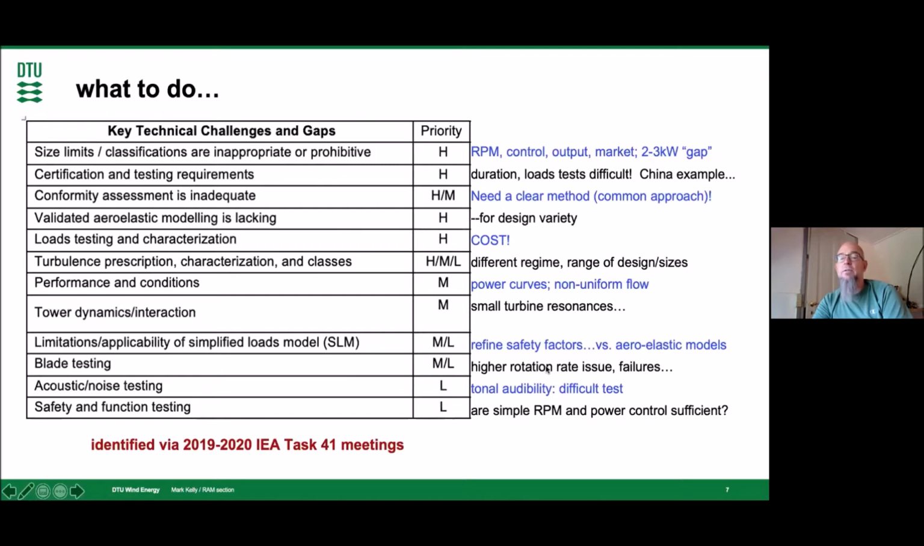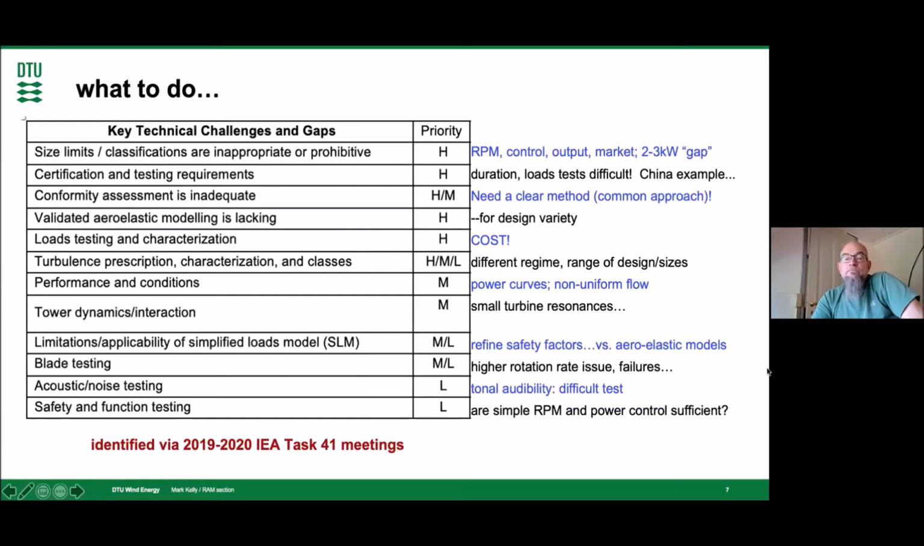Higher rotation rate can lead to various things. And then last, acoustic testing seems a bit too demanding for small turbines. Yes, there can be tonal issues, but the test needs to be simplified or translated. And then lastly, safety and function testing. How do we do that? That's been identified as a low priority, but it still needs to be determined: are just power and simple RPM enough to determine the function testing, for example?